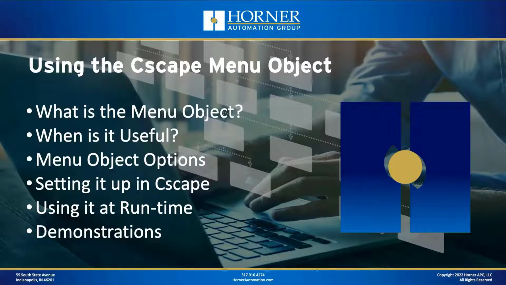Okay, here's how we're breaking down today's topic, and that is, again, using the Cscape Menu Object. We're going to go through what the menu object is and when it is useful. We're going to talk about the different options you have with the menu object. We're going to show you how to set it up in Cscape. We're going to show you how to use it at runtime, and of course, we'll have demonstrations all throughout. All right, let's get right to it.